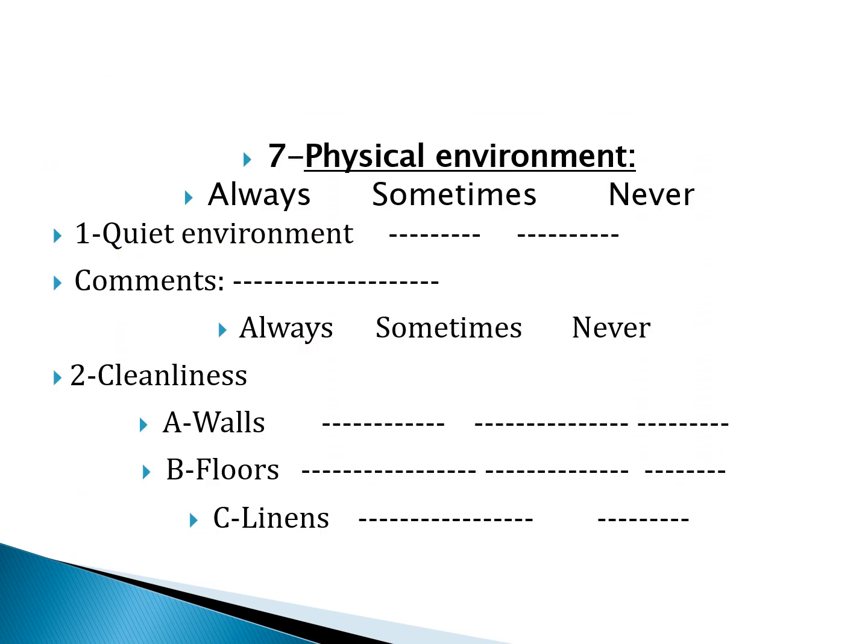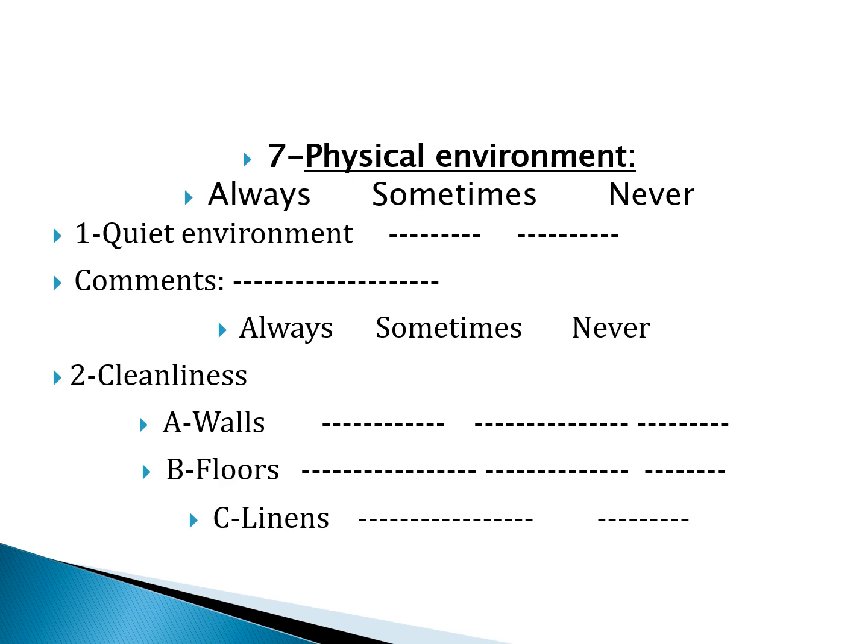Item number 7, physical environment. Physical environment contains 2 items. You can determine if this unit is a quiet environment or noisy, and whether it is quiet always, sometimes, or never. You should write a comment to support and explain your answer.